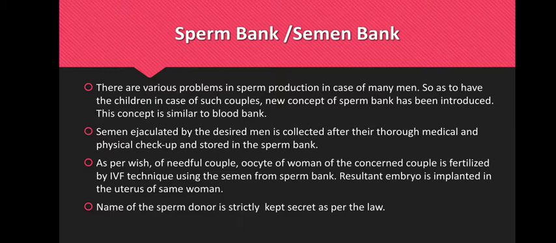As per the wish of the needful couple, the oocyte of the woman of the concerned couple is fertilized by the IVF technique, that is in vitro fertilization, using the semen from the sperm bank. The resultant embryo, which is formed after the IVF, is implanted in the uterus of the same woman. Followed? Because here there is no problem with the woman, the problem is with the male. The name of the sperm donor of course will be kept a secret as it is in the law. So this is the concept of a sperm bank.